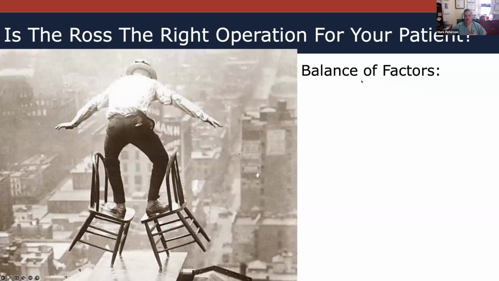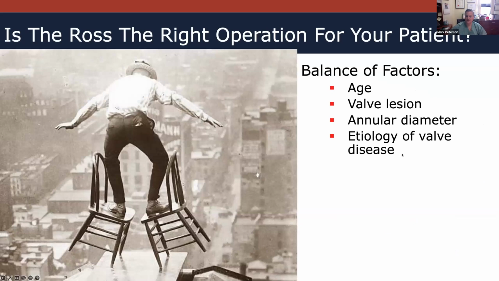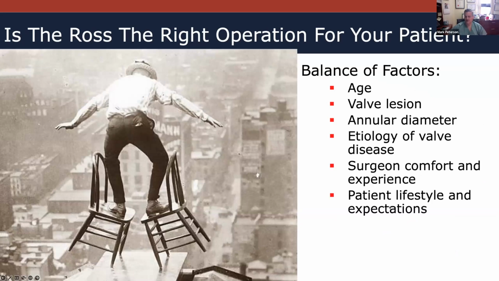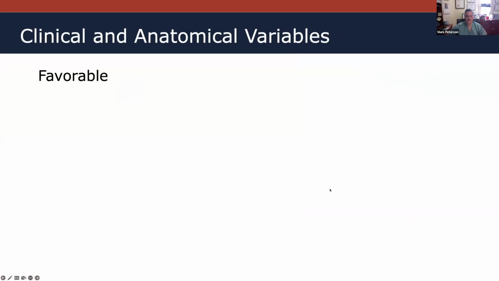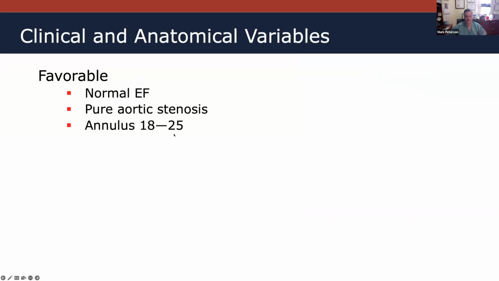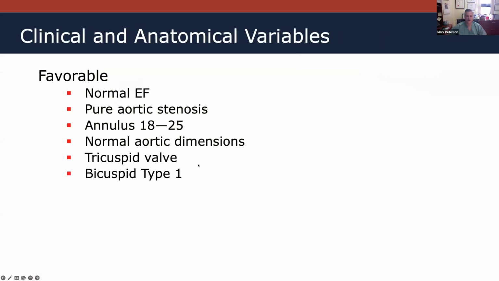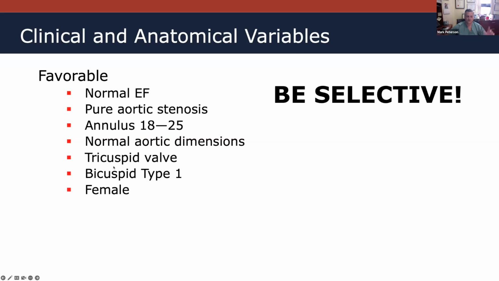So is the Ross the right operation for your patient? Well, we have to balance age, valve lesion, annular diameter, the type of valve disease. There are certain patients who we probably wouldn't offer a Ross to, surgeon comfort and level of experience, lifestyle and expectations. What's favorable anatomy for the Ross? Well, patients with normal EF, pure aortic stenosis, annular dimensions between 18 and 25, which are in the normal range, normal aortic dimensions, tricuspid valve, or a type 1 bicuspid valve, female. This is describing an ideal Ross candidate.